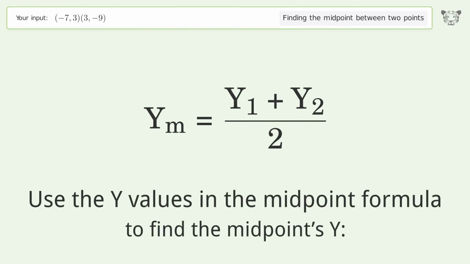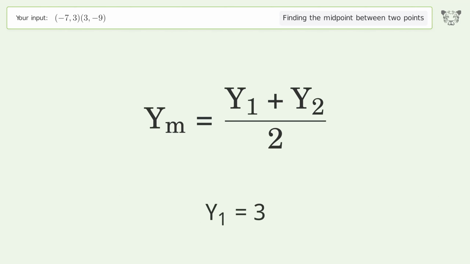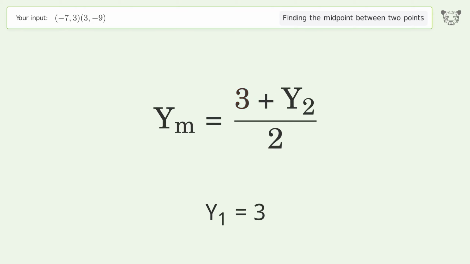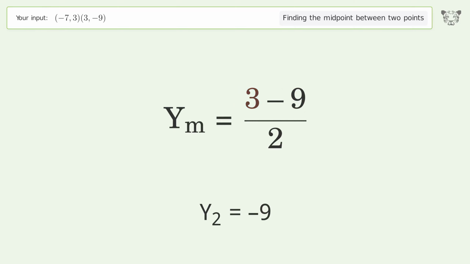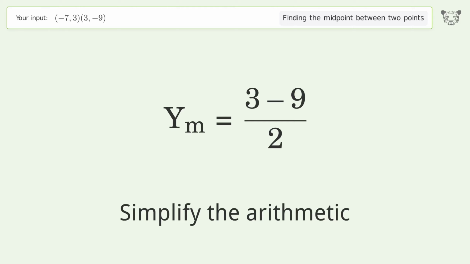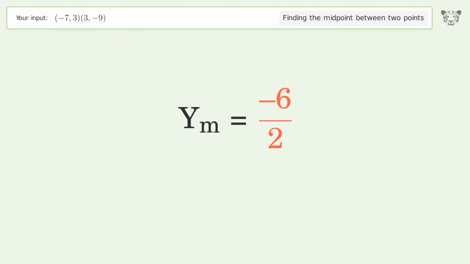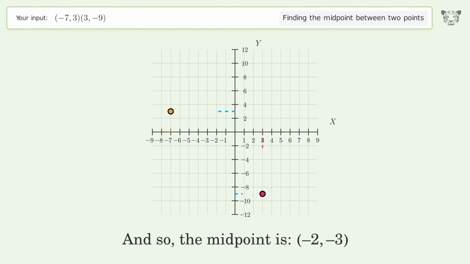Use the y values in the midpoint formula to find the midpoint's y. y1 equals 3. y2 equals -9. Simplify the arithmetic. And so, the midpoint is -2, -3.